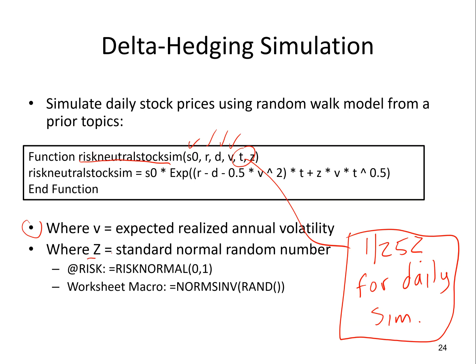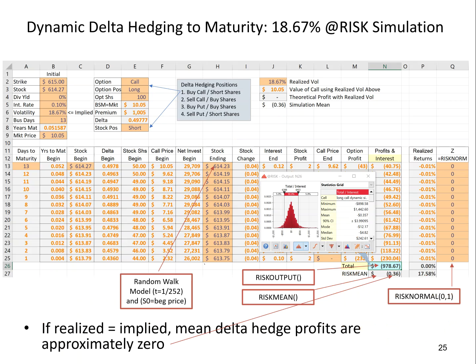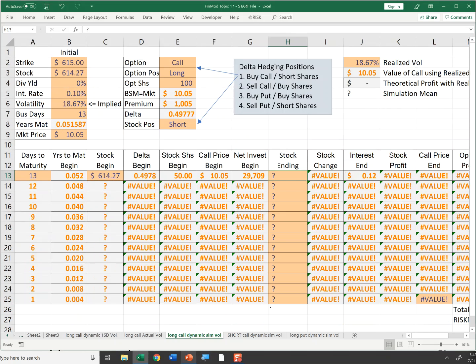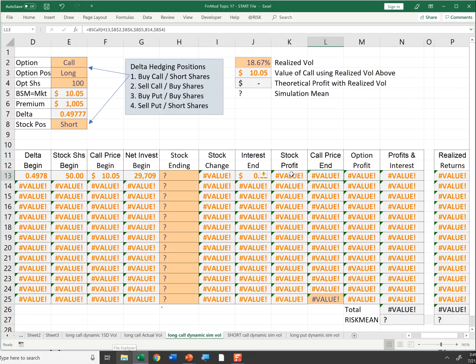And lastly, that Z is going to be a random variable, my standard normal random number, using @RISK, that's RiskNormal(0,1), using a macro worksheet simulation. I'm going to use NORM.S.INV(RAND), but we're going to use @RISK for this one. So let's go to our spreadsheet. I have the same spreadsheet, and all I need to do is put @RISK functions in there and add my simulation. So let's do the simulation first. Let's use that random walk model.